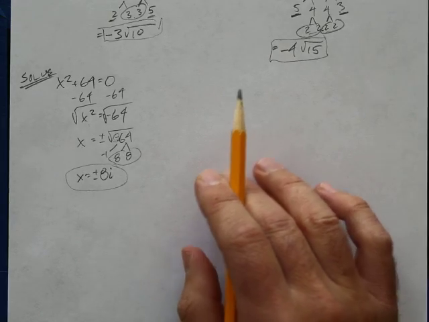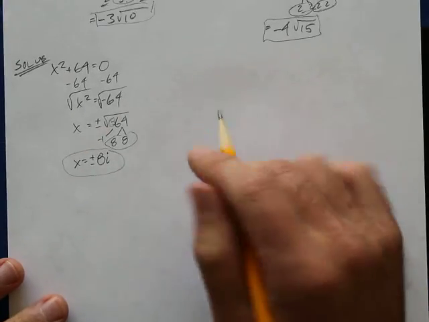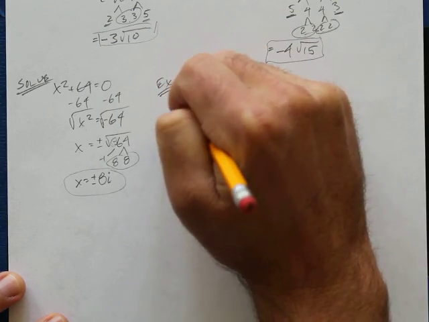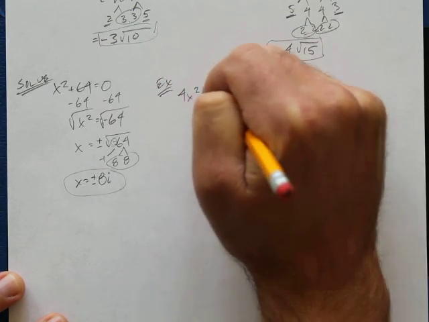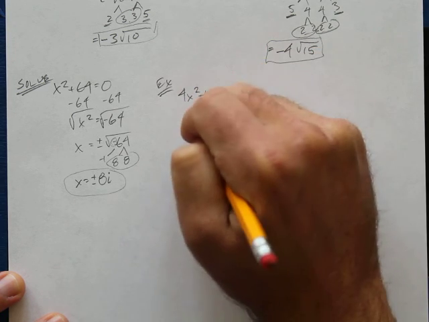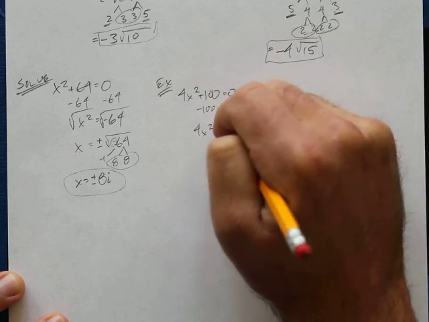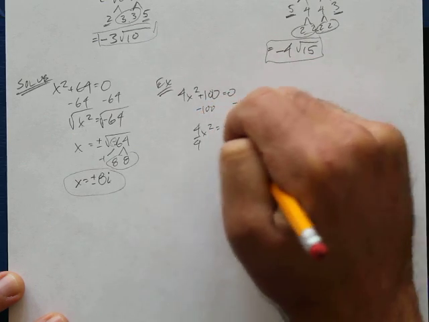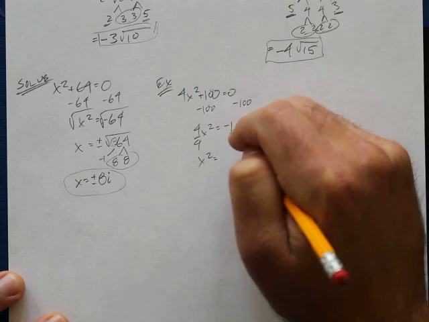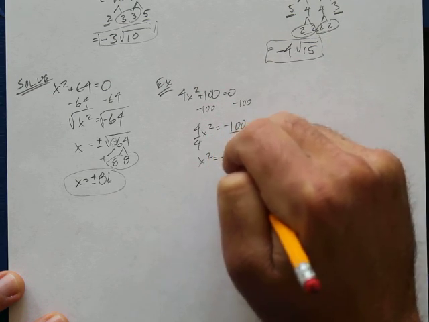Okay, let's do another one together. 4x squared plus 100 equals 0. Subtract 100 from each side. 4x squared equals negative 100. Divide by 4 on both sides. x squared equals negative 100 divided by 4, which is negative 25.